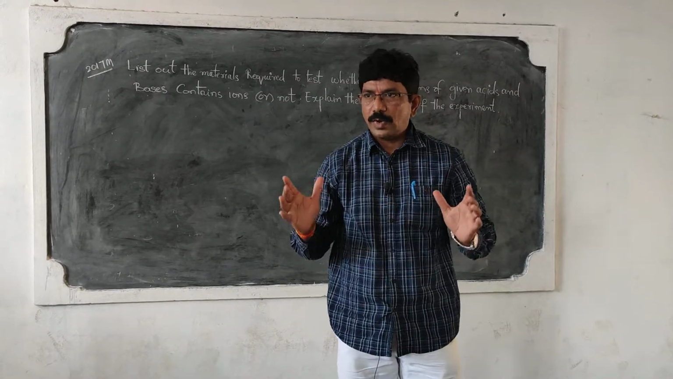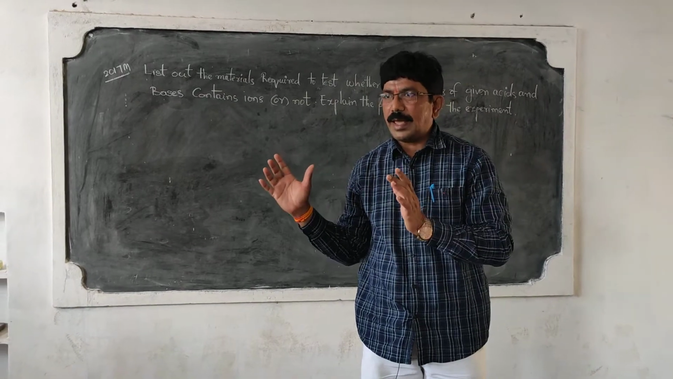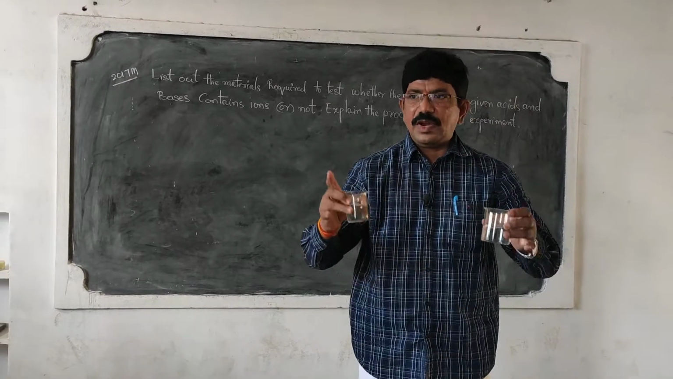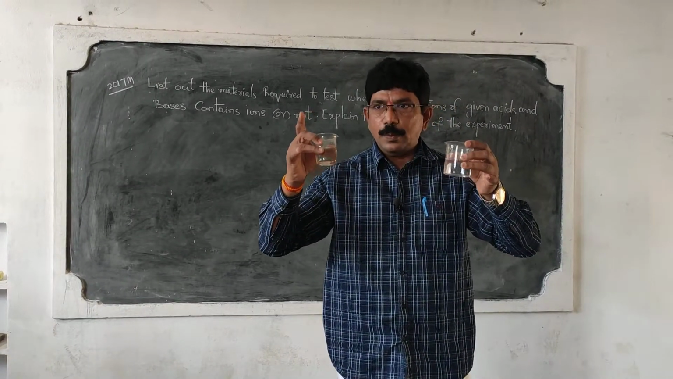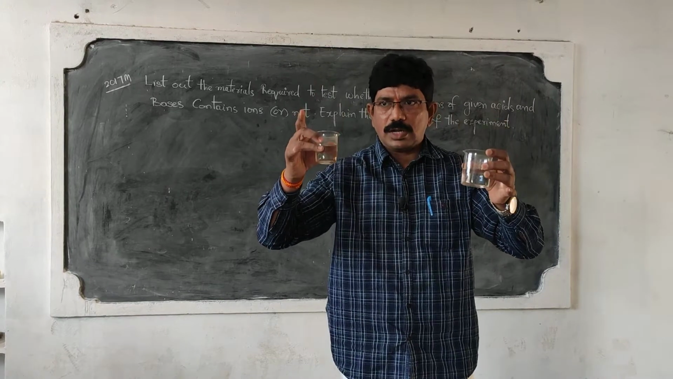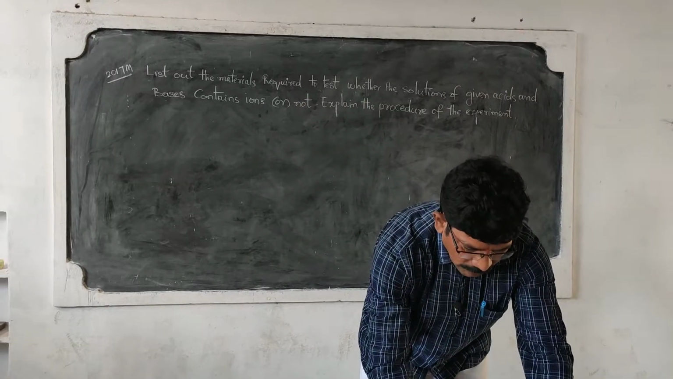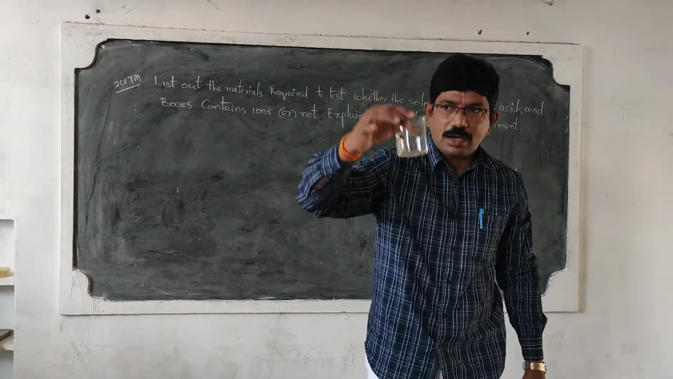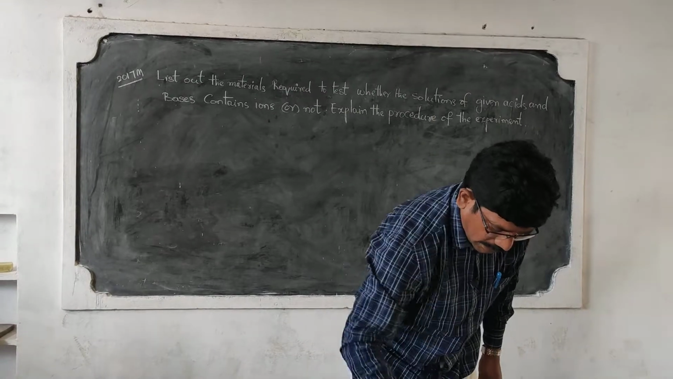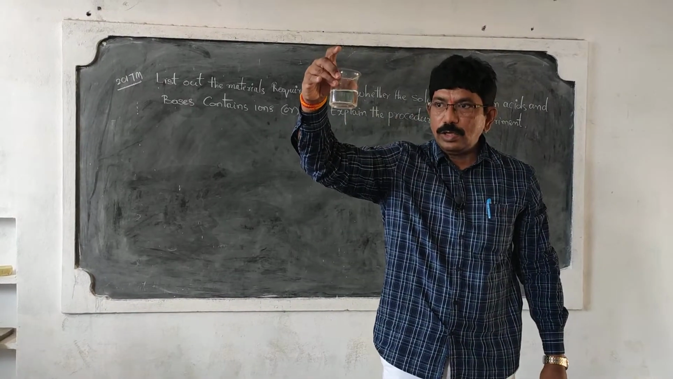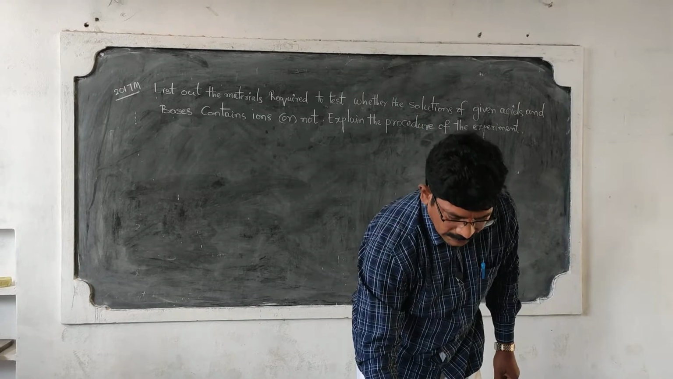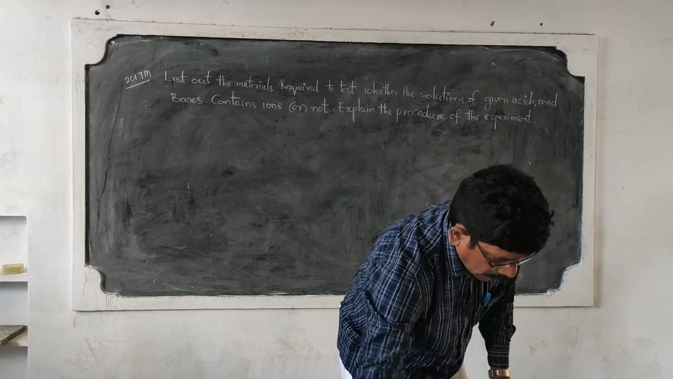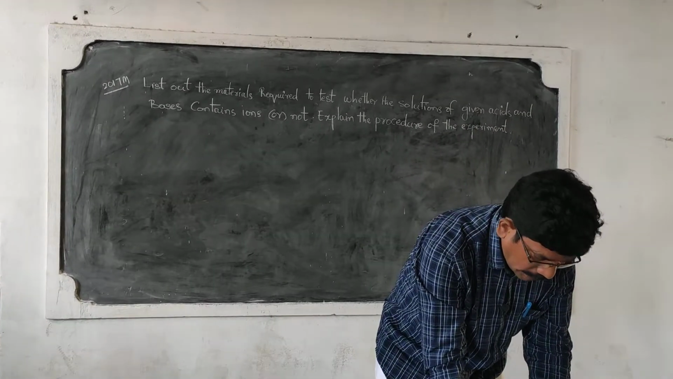See this? What are the materials needed to do this activity? We need the solutions of different acids and bases, and I have taken distilled water also. So, in one beaker I have taken distilled water, in another beaker alcohol, next in one beaker dilute hydrochloric acid, in another beaker sulfuric acid. Next, what are the other things needed?